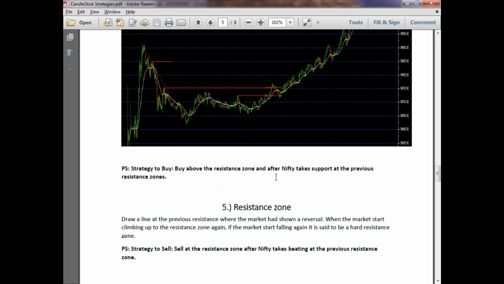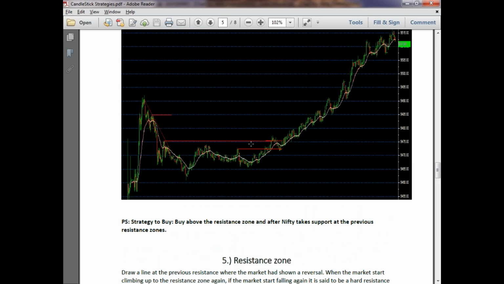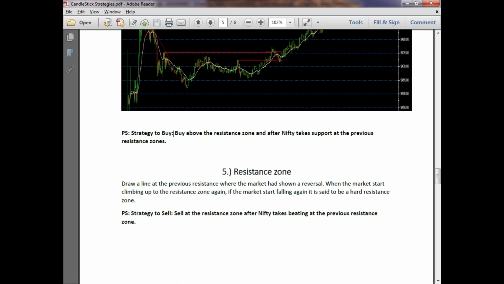Okay, so the strategy to buy is buy above the resistance zone, and after Nifty takes support at the previous resistance zones. Okay, so this is the resistance zone, buy ahead of this over here, and put a stop loss somewhere over here below this resistance zone, about 5 or 10 points below this, and afterwards look for a secular move ahead of this. It takes support over here, and afterwards you have a confirmation that it will move higher, and it will move really high. Okay, so that is what it means over here.